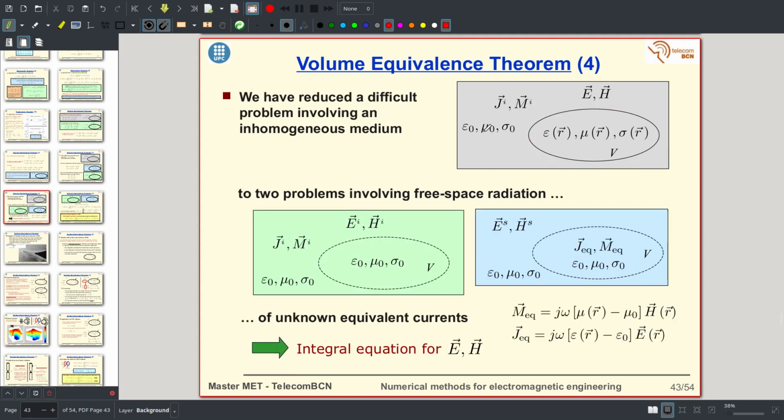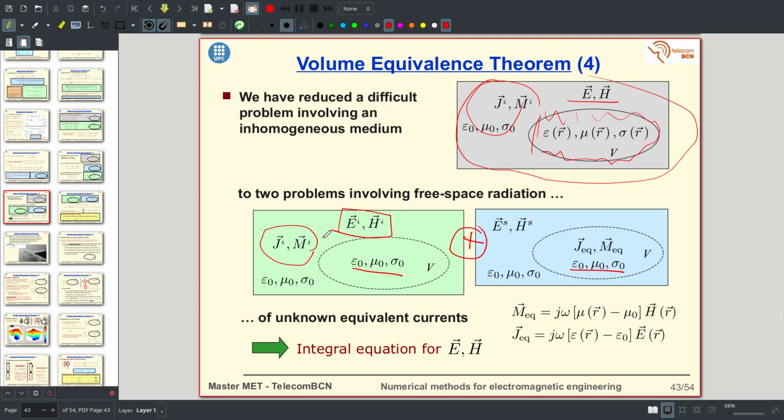So we have reduced a difficult problem involving an inhomogeneous medium. This problem we have an inhomogeneous medium here and some sources that are producing some fields, and we have simplified it as the addition of two problems. We have to add these two problems here. The addition of two problems involving free space in both. The first problem is the radiation of the impressed currents in free space that produces the incident fields, and the second problem is the radiation of the equivalent currents in free space and produces the scatter fields. And again, we compute the total fields as the addition of the incident fields plus the scatter fields.